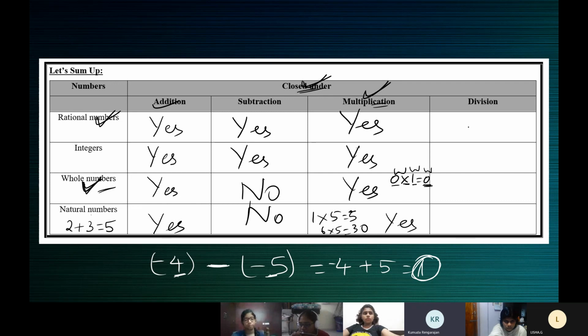What about for division? Are rational numbers closed under division? Ma'am, they are closed under division, ma'am, with the exception when the denominator is equal to 0. Yeah, so we have to say no.